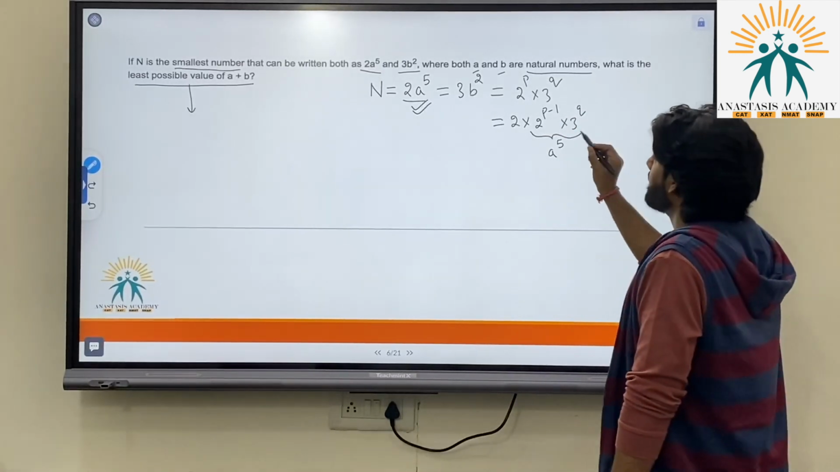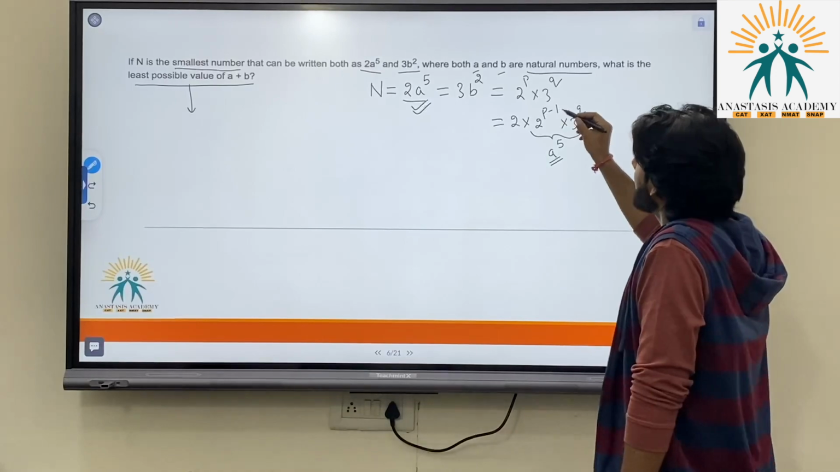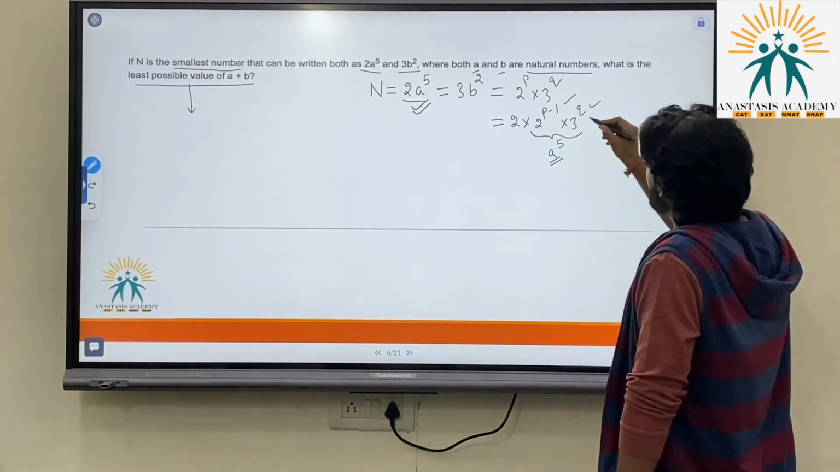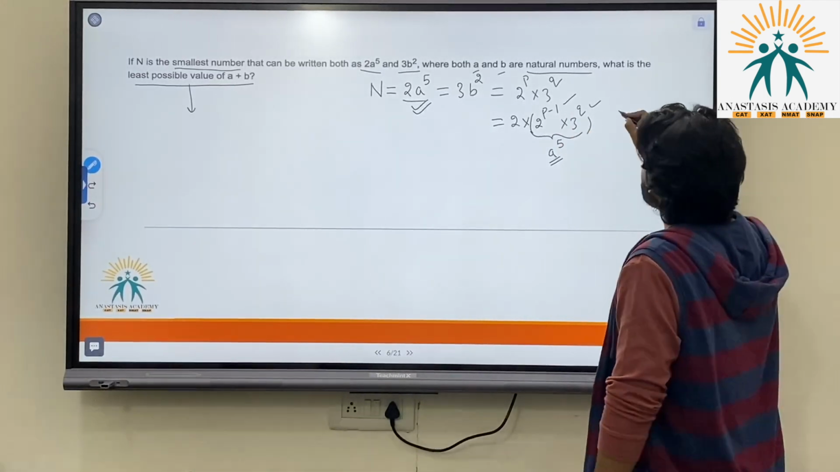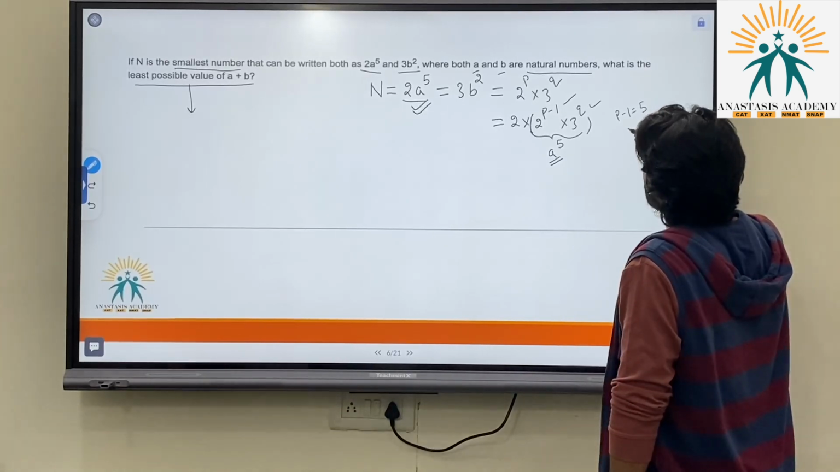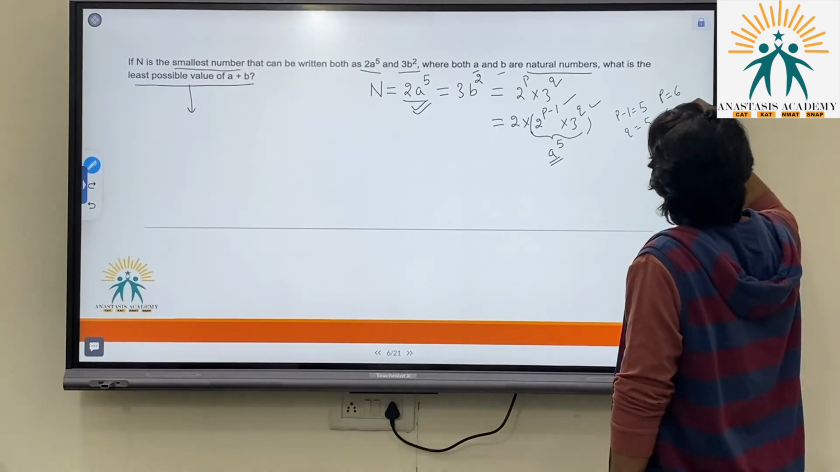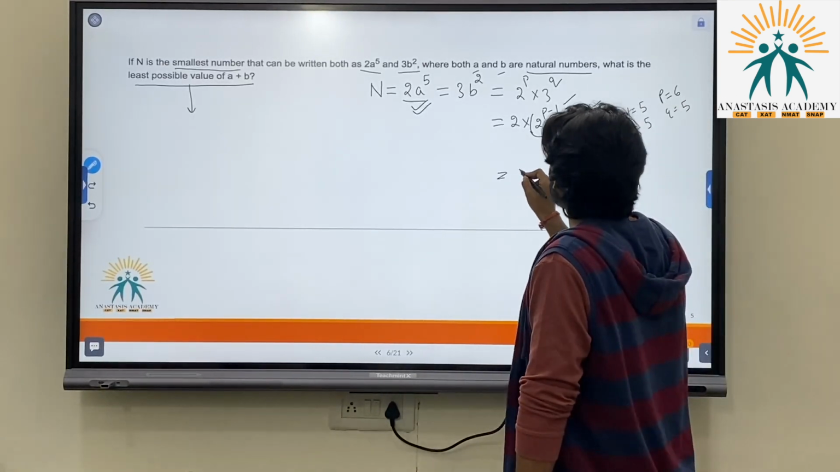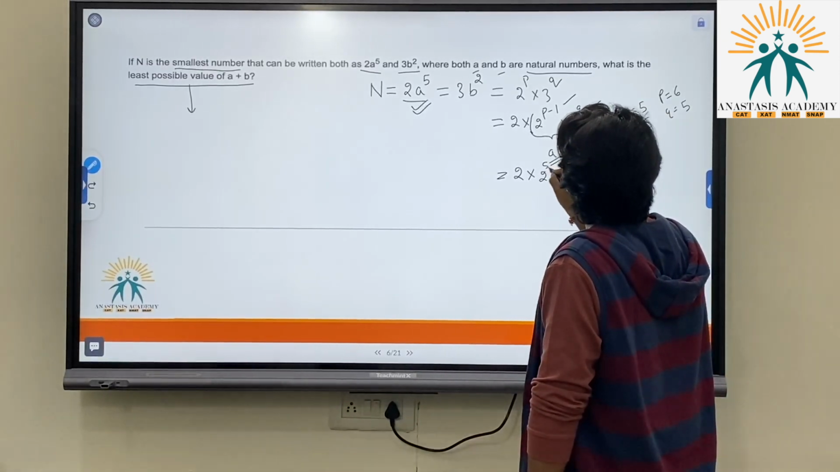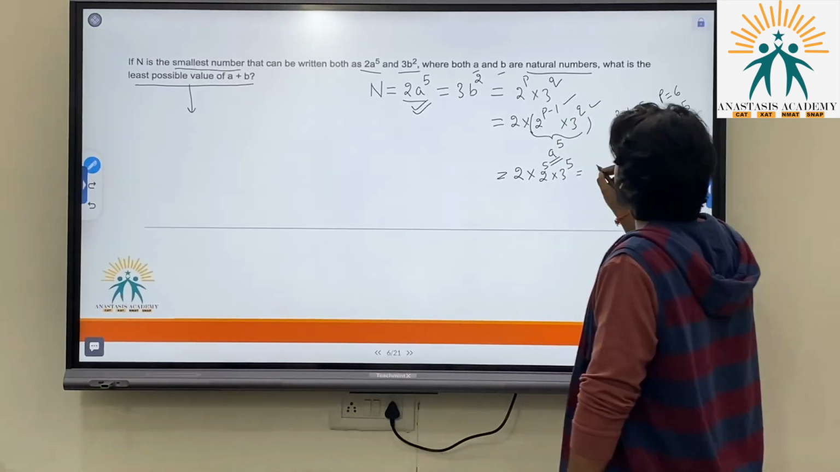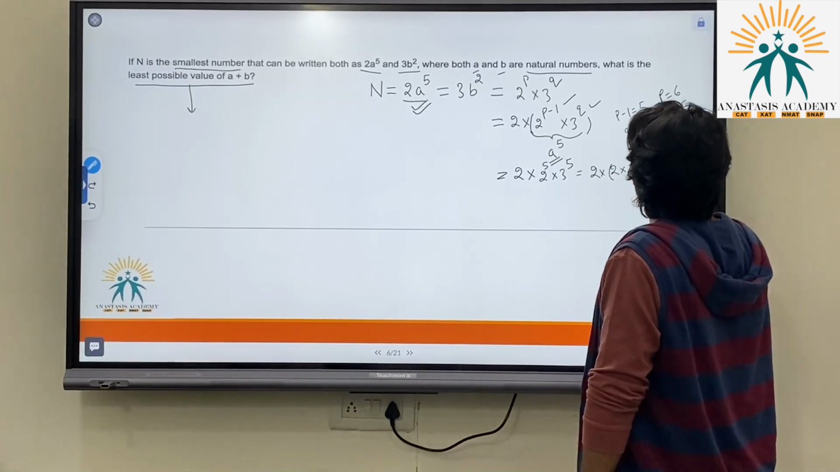So if I have to keep a minimum, what are the powers of 2 and 3? Now I have to make this expression a whole raised to the power 5. So I am taking p minus 1 as 5 and q as 5. From here I will get p as 6 and q as 5. So the number I got is 2 into 2 raised to the power 5 into 3 raised to the power 5, or I can write n as 2^6 into 3^5.